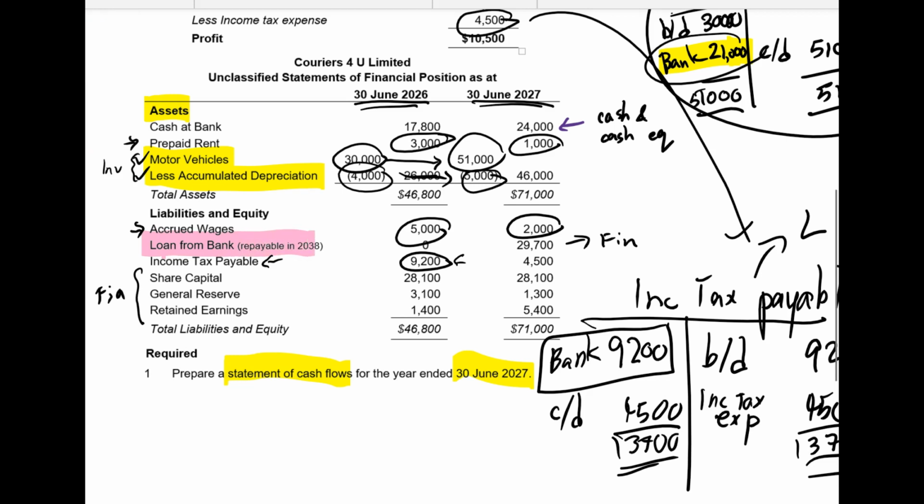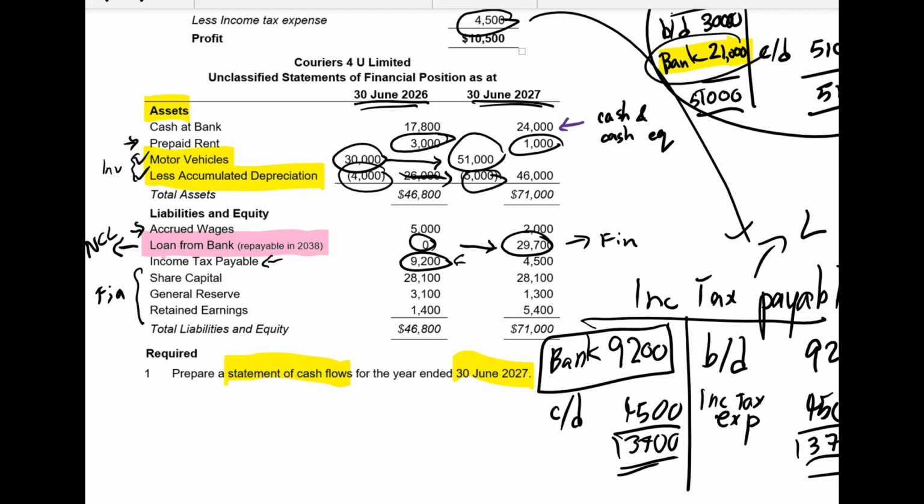Okay, there's a loan from bank over here, repayable in 2028. So this is basically a non-current liability. So loan from bank is a non-current liability. So these are the figures that we are going to look at. If you look at your loan from bank, it has increased from 0 to 29,000.